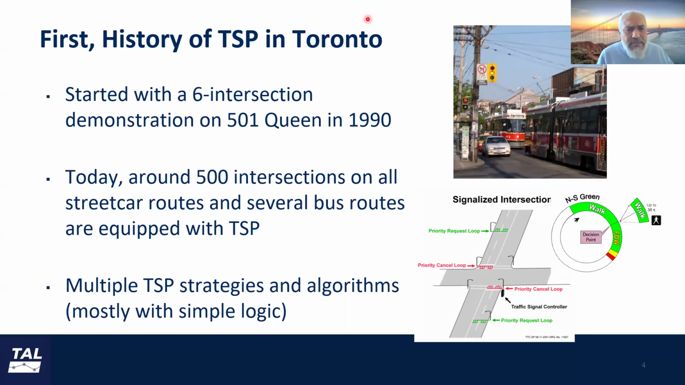And the TTC has implemented in-house several TSP strategies like green extension and red truncation. So, this is the configuration that we have here.